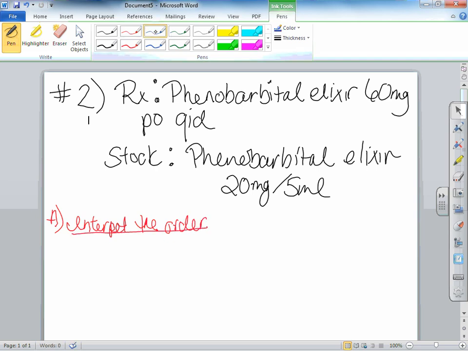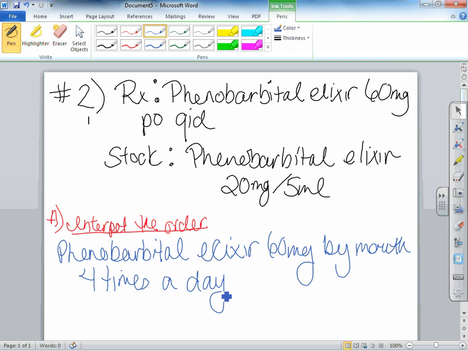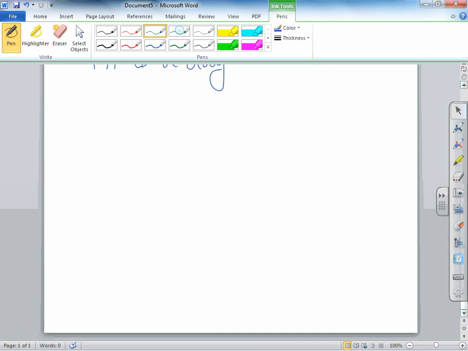So in order to do that, I am going to read the order as I see it. So I'm just reading the order and translating for what I read it for, what I see it to say. So I'm going to say phenobarbital elixir, 60 milligrams by mouth, 4 times a day. That is what I read. That's what I interpret the order to say. Next thing is that they want you to calculate the dose.